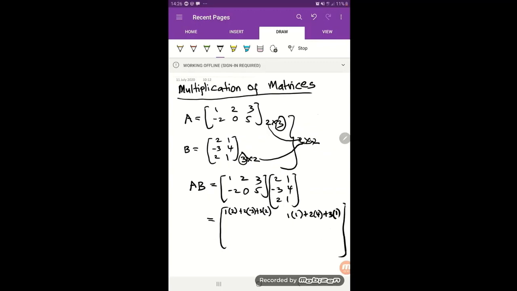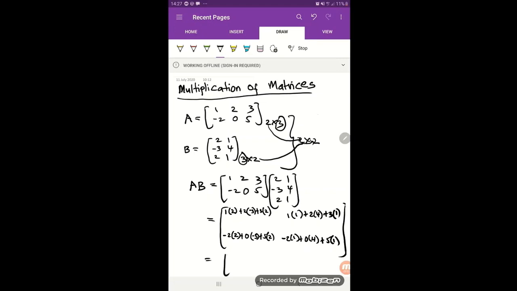And then the second row of matrix A multiplied by the first column of matrix B. Negative 2 times 2 plus 0 times negative 3 plus 5 times 2. And the next, the second row of matrix A multiplied by the second column of matrix B. Negative 2 times 1 plus 0 times 4 plus 5 times 1.